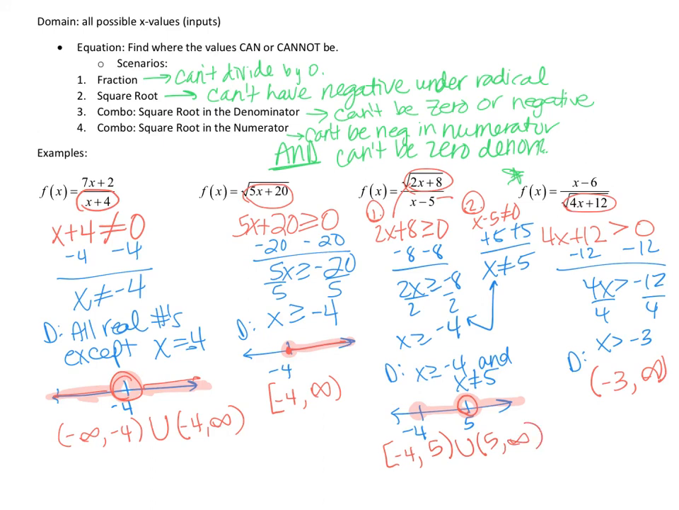So those two scenarios, those two elements, a fraction and a square root, actually create 4 scenarios, all of them involving 0, but very technical about, am I greater than or equal to, am I not equal to, am I just greater than, and being able to write it as an interval as well.